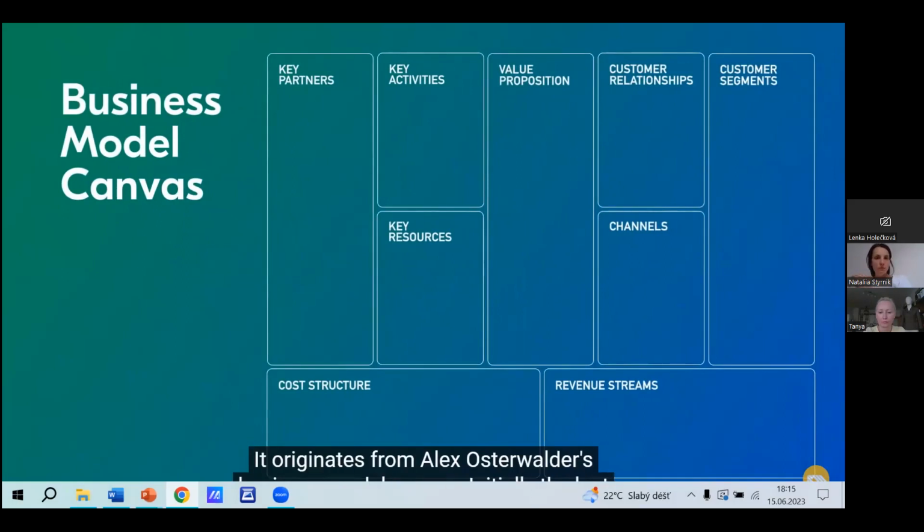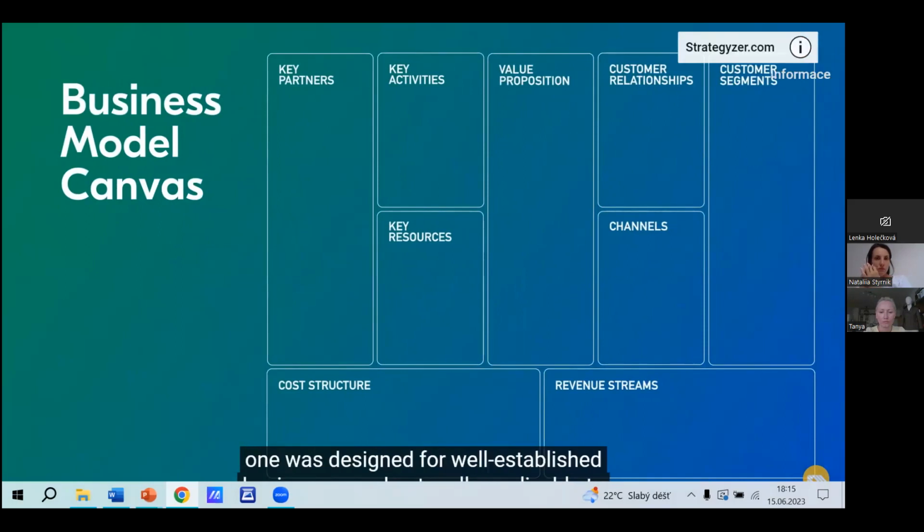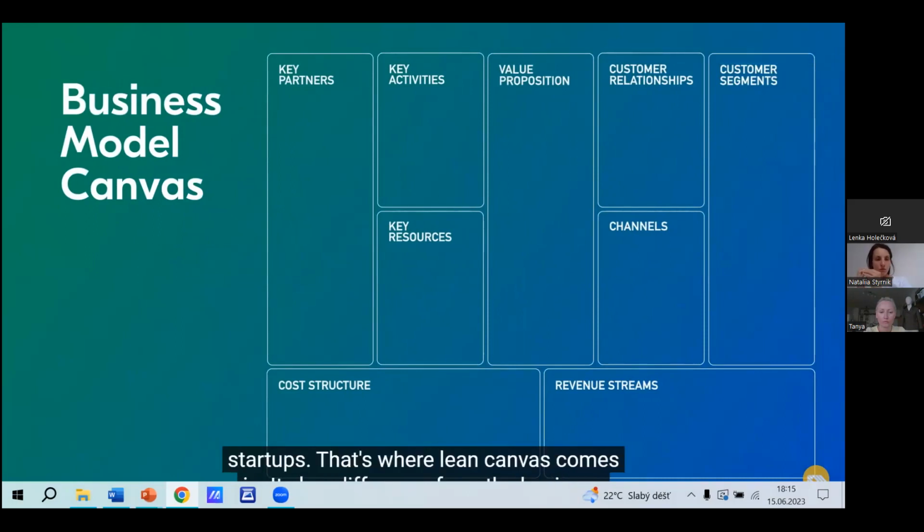It originates from Alex Osterwalder's business model canvas. Initially, the latter was designed for well-established businesses and was not really applicable to startups. That's where Lean Canvas comes in. Its key difference from the business model canvas is its problem-solution-oriented approach and focus on the customer.